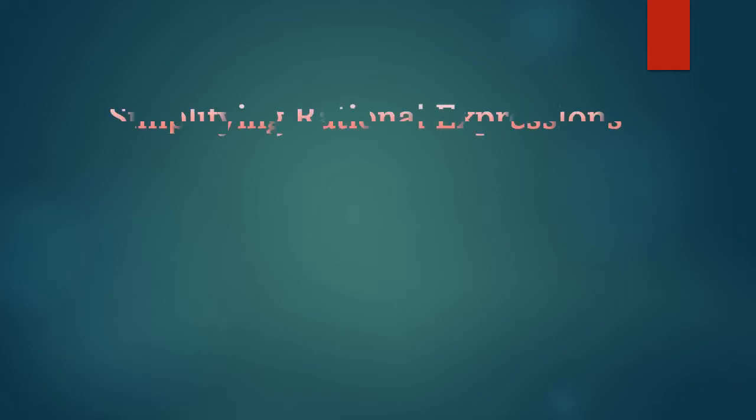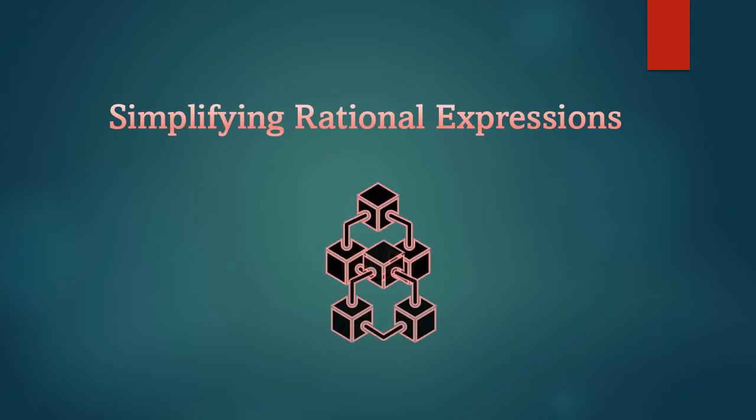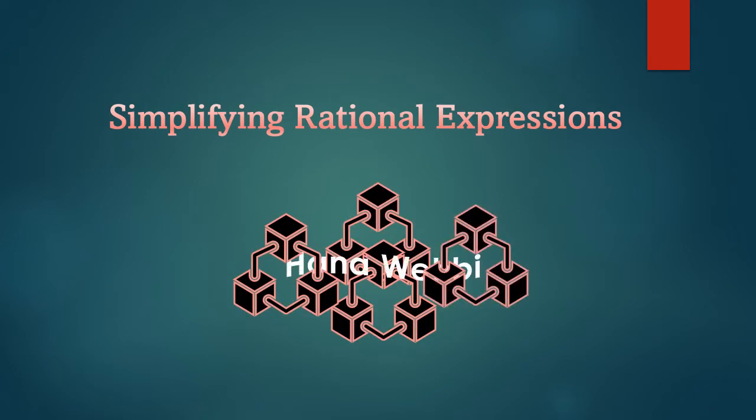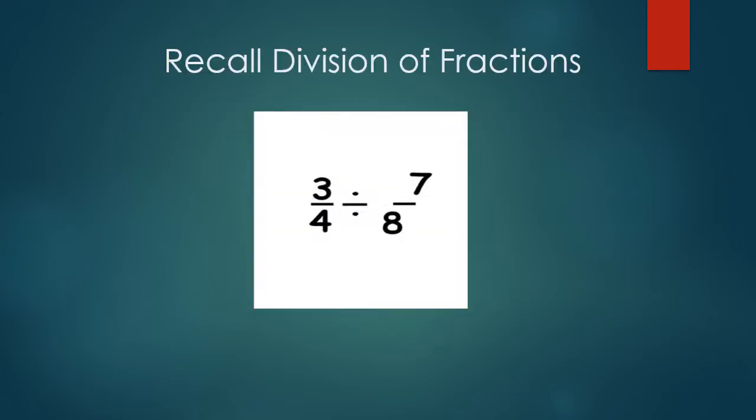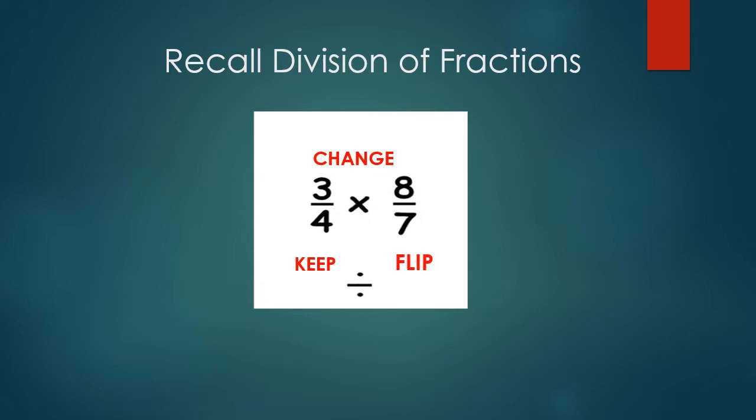So in this video, we're going to talk about simplifying rational expressions. So first, let's recall how we divide two fractions. We keep the first one, we change the division sign into multiplication, and we flip the second fraction. In other words, to divide two fractions, we multiply the first fraction by the reciprocal of the other one.